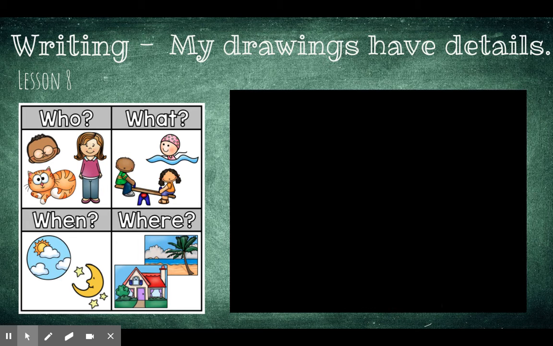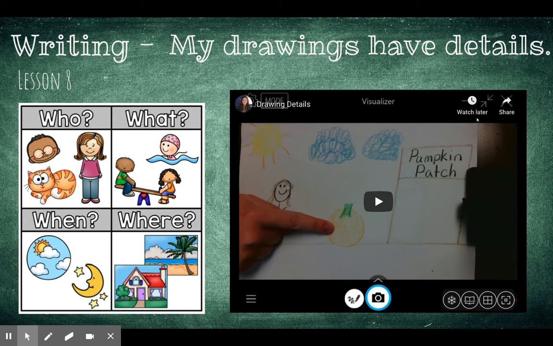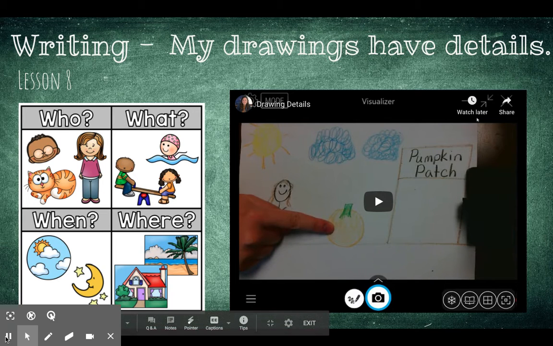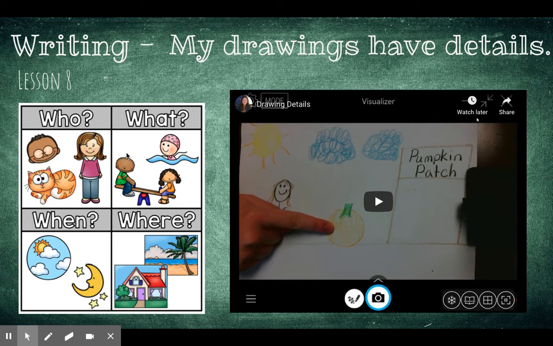Now what I want to do is take my drawing from last week and check to see if I have enough details in it. I'm going to ask you if my picture answers the question who, what, when, and where. Let's take a look at Miss K's drawing and see if I have all 4 things on our checklist.